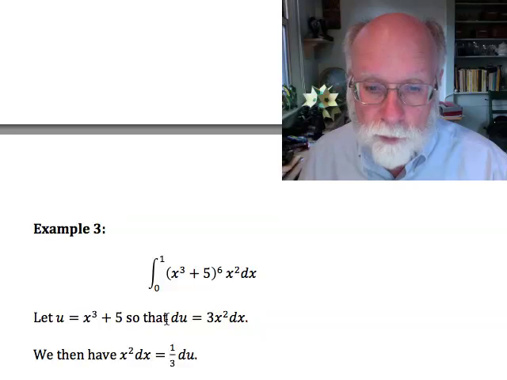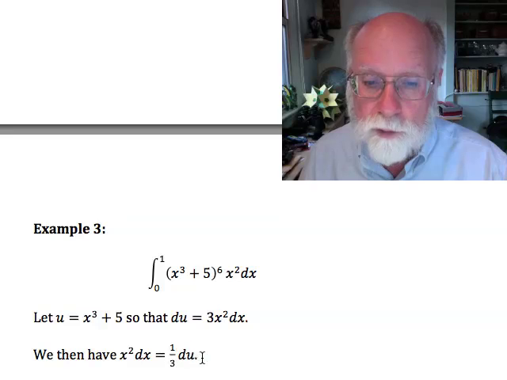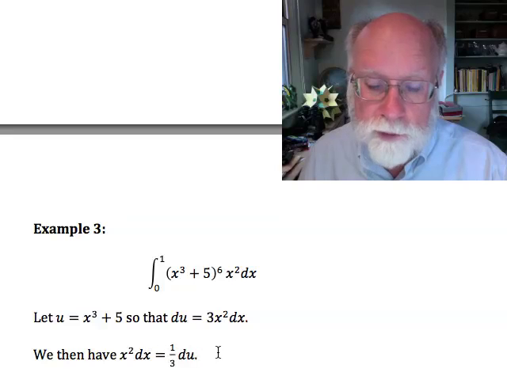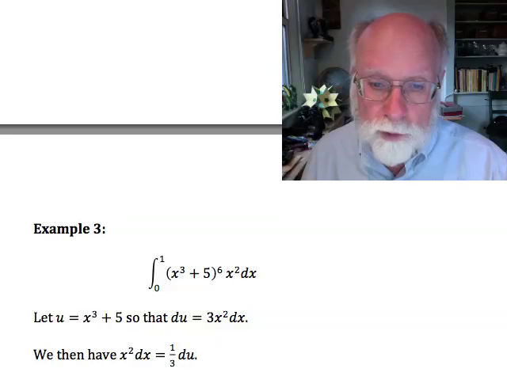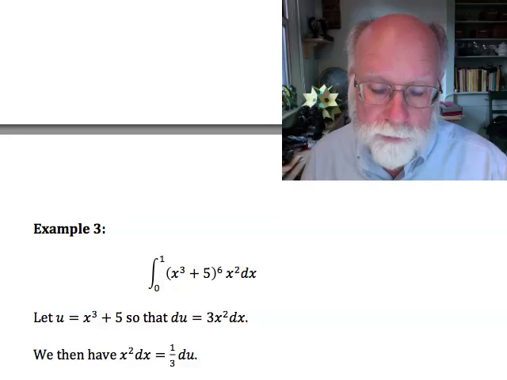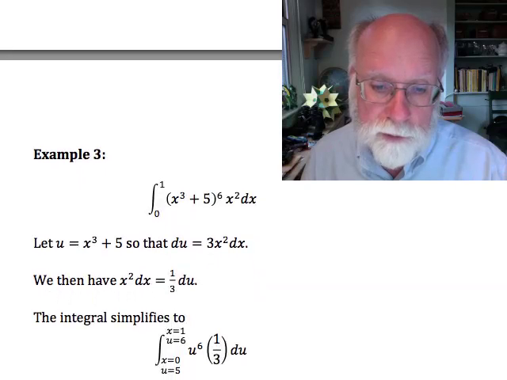So we flip the 3 over to the other side, and we get x squared dx is 1/3 du. So when we shift the variable from x to u, we're going to change x squared dx to 1/3 du, and that tells us the way that these two variables are related. Now, when we go to do this integral, we are doing a definite integral, not an indefinite integral. And so this will change the way the rest of the solution goes.